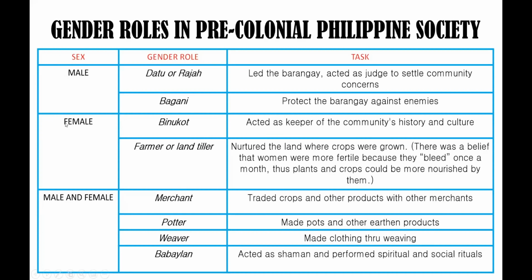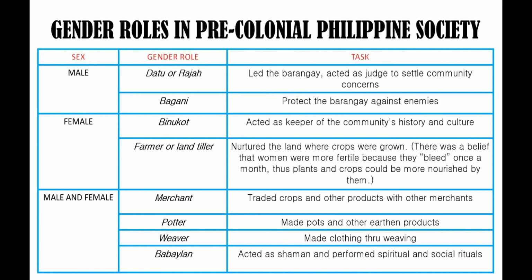Now, let's proceed to female. When we say female, we have here the gender role binokot, which means acted as keeper of the community's history and culture. So, in layman's terms, they are called historians. Next, we have farmer and land tiller. They nurtured the land where crops were grown. There was a belief that women were more fertile because they bleed once a month, thus plants and crops could be nourished by them.